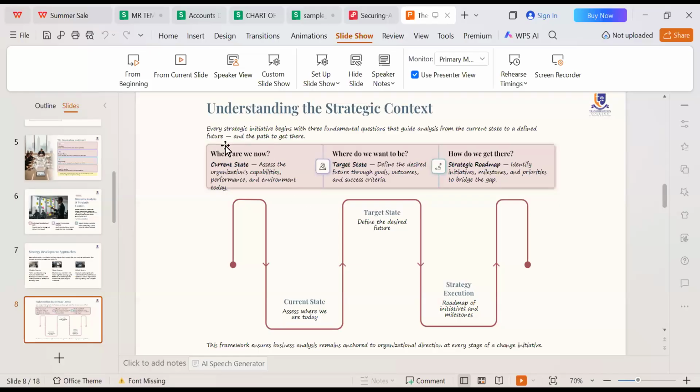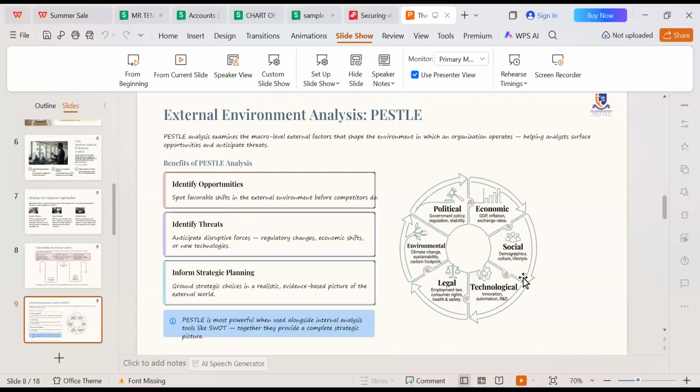Every strategic initiative begins with three fundamental questions: understanding the current state of the organization, what is the target state, and what strategic roadmap are we putting in place, which is how we can actualize the strategic context of the organization. This is just a diagram, a flow, of how this moves from the start point to how we can actualize this.